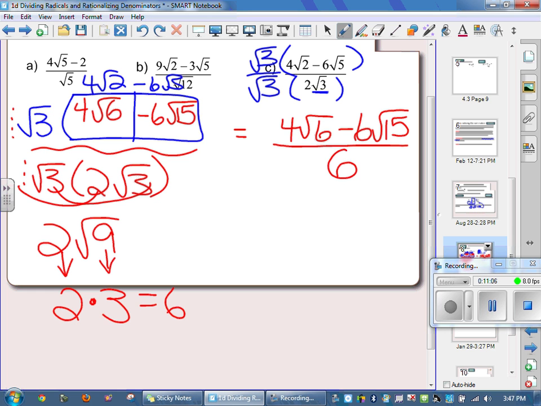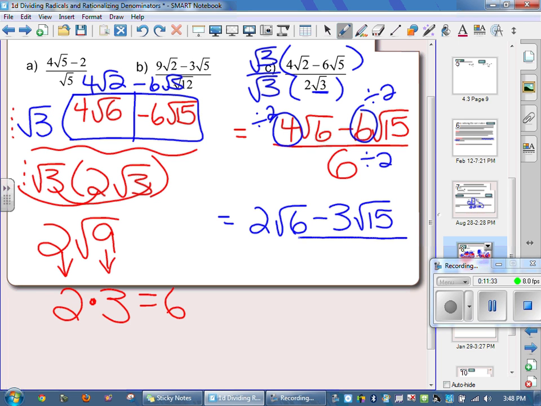Again, I'm going to check my numbers in front of my radicals. Do they divide evenly by the number 6? No, they don't. But they all evenly divide by 2. So I'm going to divide all of those numbers in front, my coefficients, and the bottom by 2. That's going to reduce it all for me. So my final answer is going to become 2 root 6 minus 3 root 15 all over 3. My radical is off the bottom. Everything is reduced. That's my final answer.